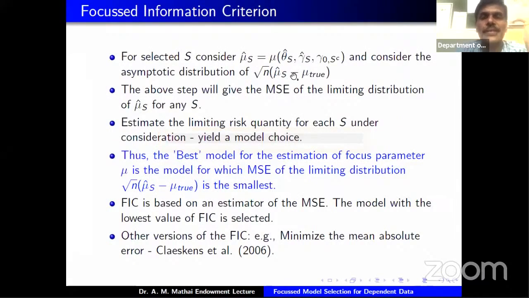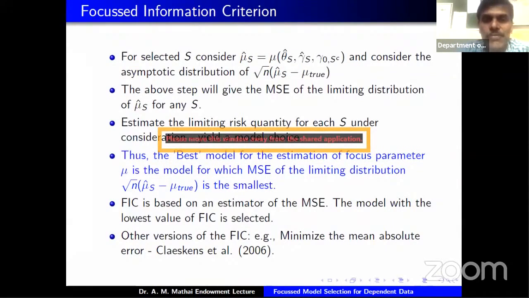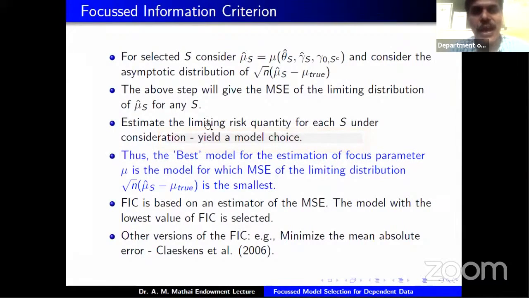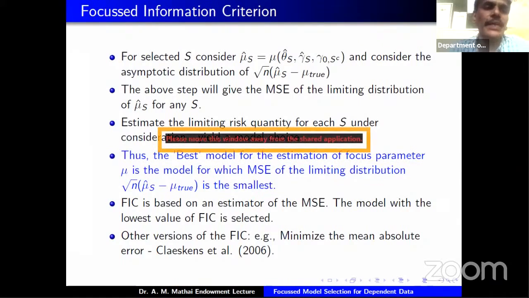As I told you, we are considering nested models. So this is completely based on proving, and I may have to make the appropriate assumption that the local asymptotic normality theorems can be established for this. That is the maths part of it. So the above step will give the MSE of the limiting distribution for any S. So estimate the risk quantity for each S under consideration, and that actually yields the model choice. Whichever has the lowest MSE, you'll select that.